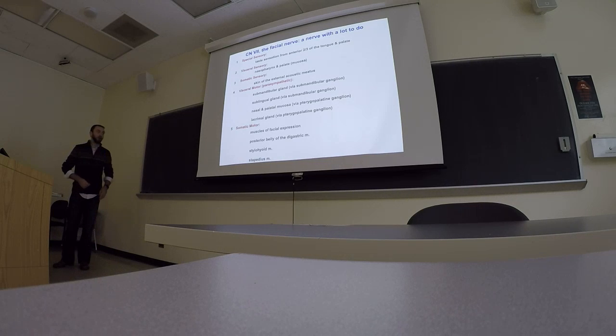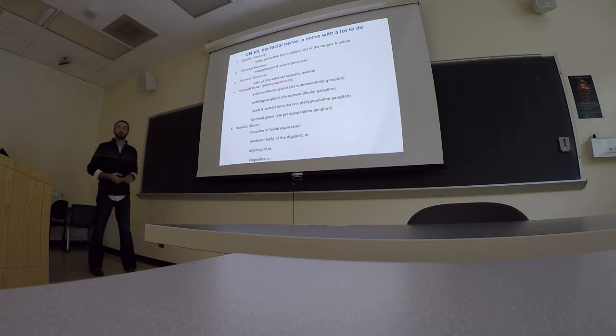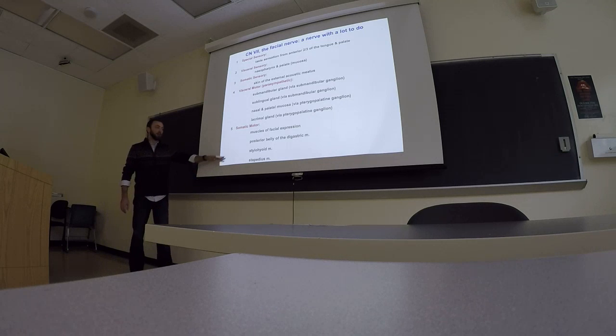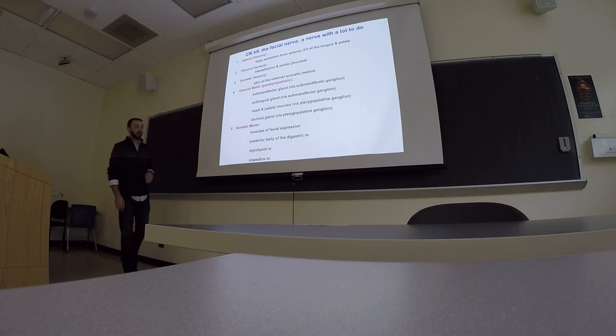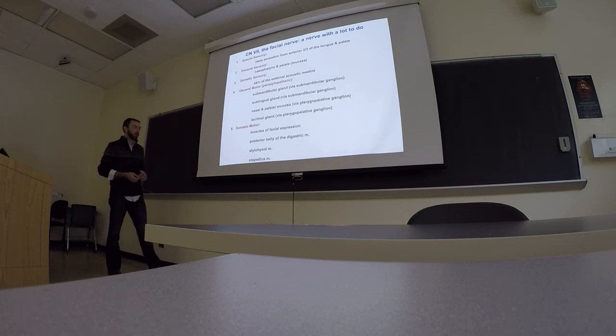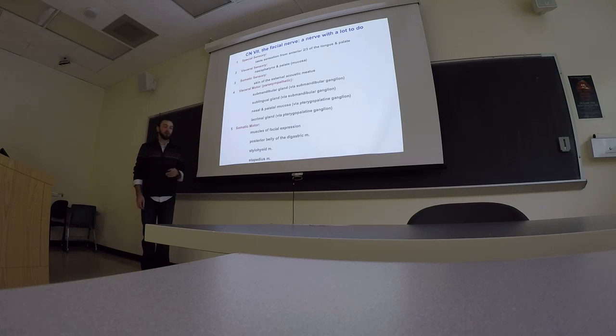And finally, somatic motor, which we've covered a little bit before. The facial nerve is in charge of all of the muscles of facial expression. A couple of other muscles, the posterior belly of the digastric and the stylohyoid, as well as this little tiny muscle in the ear called stapedius. So the digastric is an interesting muscle in that it gets innervation from 2 different cranial nerves.